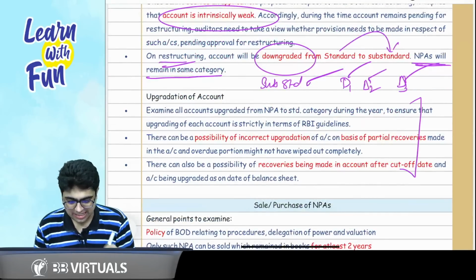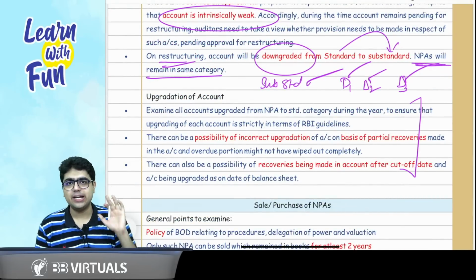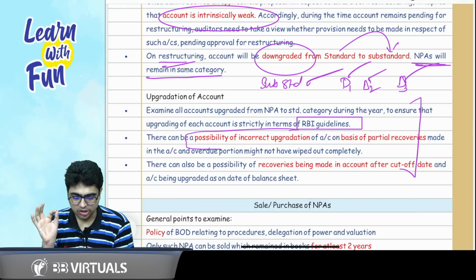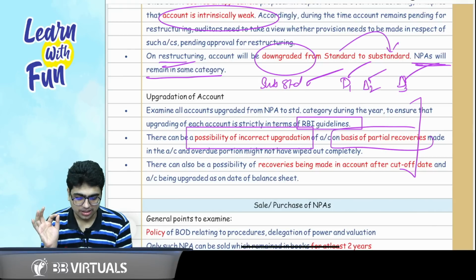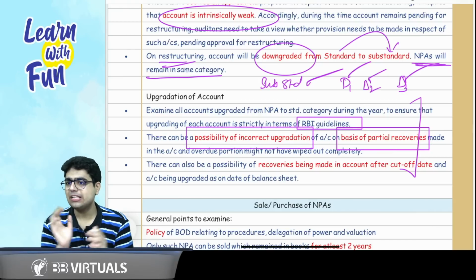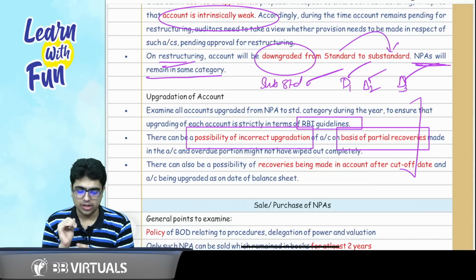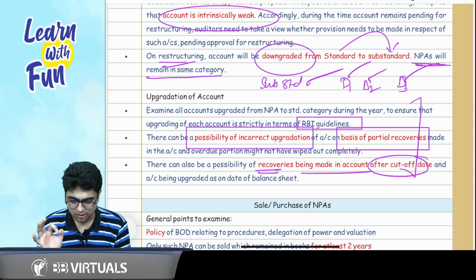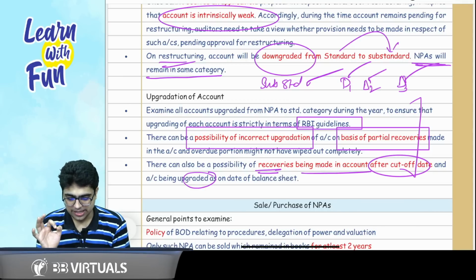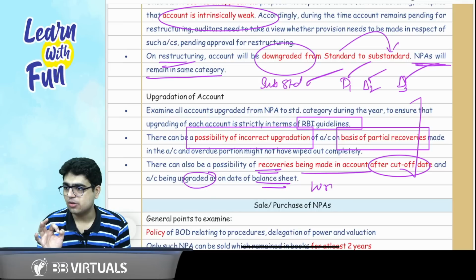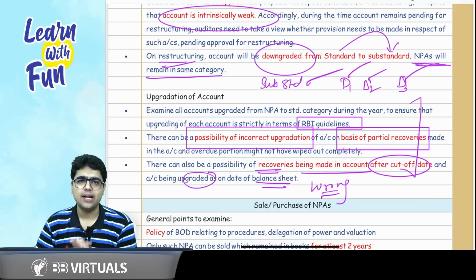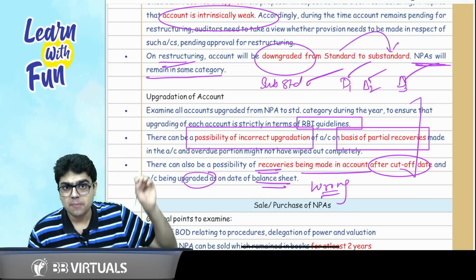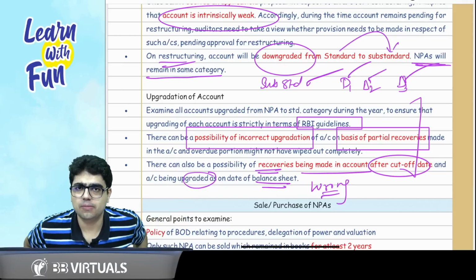Now, sir, upgradation of account. Can an account be upgraded? Yes, only as per the RBI guidelines. Sometimes there is a possibility of incorrect upgradation basis the partial recovery. Make sure this is not done by the bank. And the last point is, there can be a possibility of recoveries being made in the account after the cutoff date and the account being upgraded on the balance sheet date. Again, this is wrong. Make sure upgradation is happening only and only when the amount has been received before the balance sheet date or as on the balance sheet date.